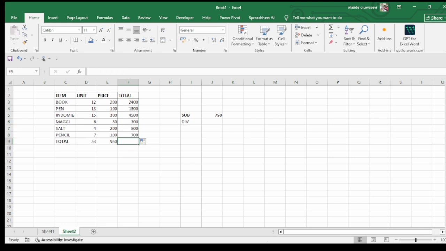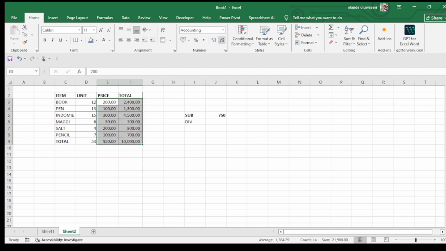So without wasting much of our time, what is the total price of the product? We can also use our sum again, which is equals to sum open bracket. We have the F3 column to F8. Can you see? This is our price, and you have to format your price so you can know their price. This is your price.